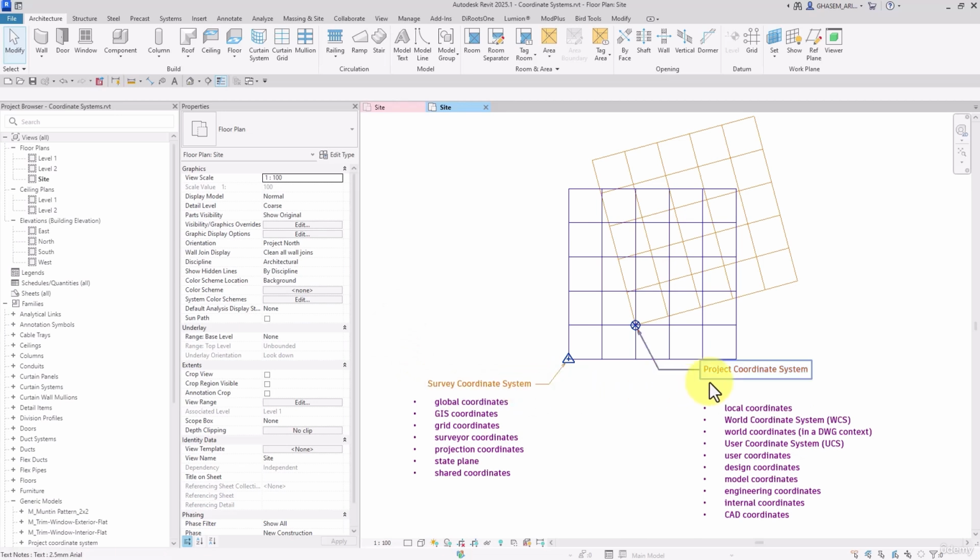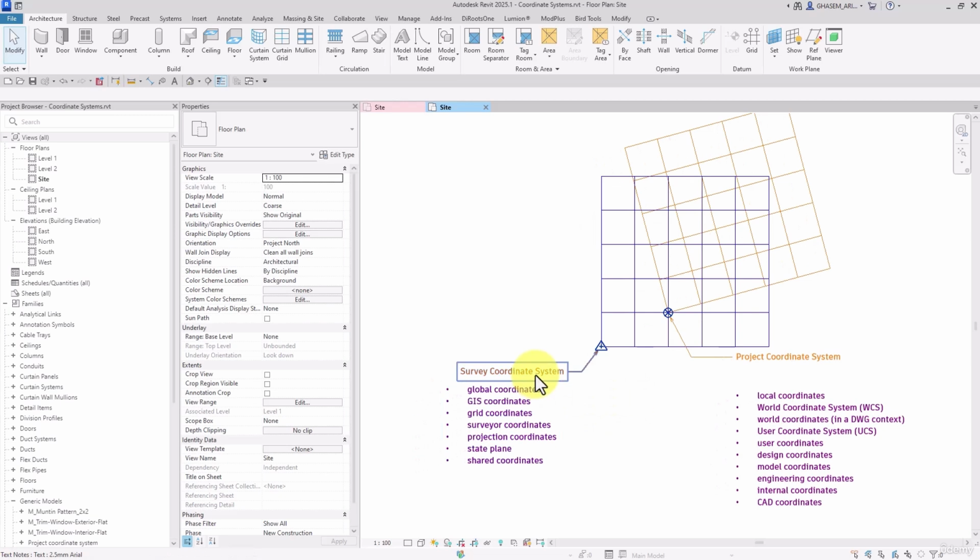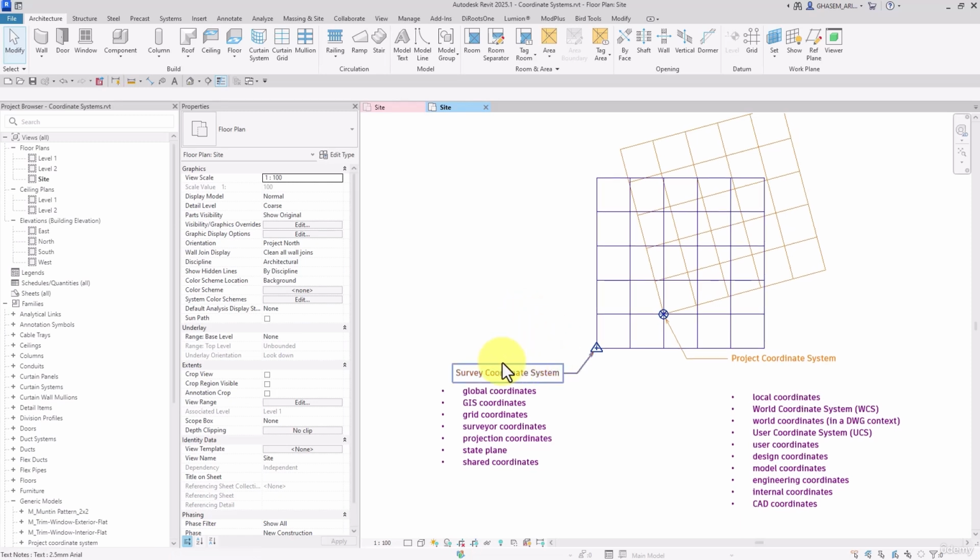Firstly, let us begin with the survey coordinate system and project coordinate system. Here, as I mentioned before, the survey coordinate system is a global coordinate system which is used for distinguishing the location or global locations. For instance, you can distinguish your current region based on survey coordinate systems. This is a global coordinate system and it is not related to the project. It is independent of the project location.